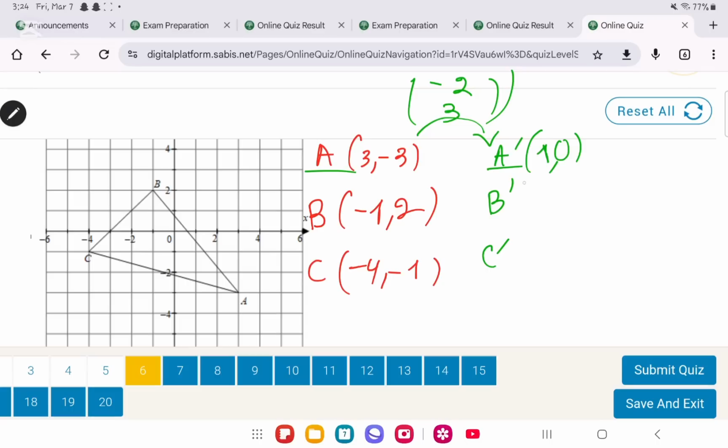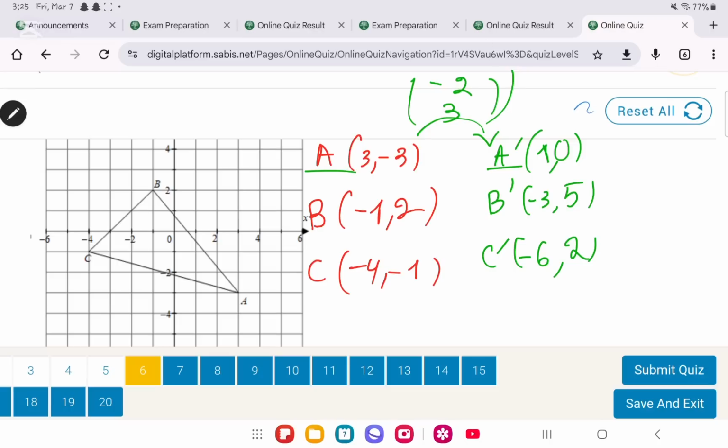Then we move to B prime, same method. It will be minus 1 plus minus 2, which is minus 3, and then 2 plus 3, which is 5. Finally, C: minus 4 plus minus 2, which is minus 6, and minus 1 plus 3, which is 2. Now this is the first transformation done.